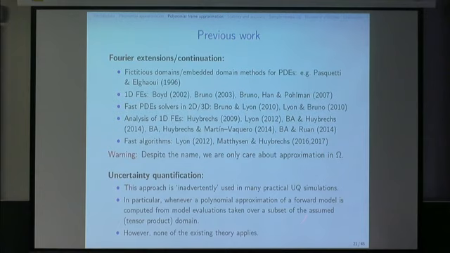The second thing I should point out is this is really inadvertently what people are doing in many practical UQ simulations. If you're constructing a polynomial approximation of a forward model, and the evaluations you're using come from some subset of the tensor product domain, then you're effectively just doing the approximation that I suggested. The key point is there's no theory to underlie why this works. So that's what I'm going to try and provide.